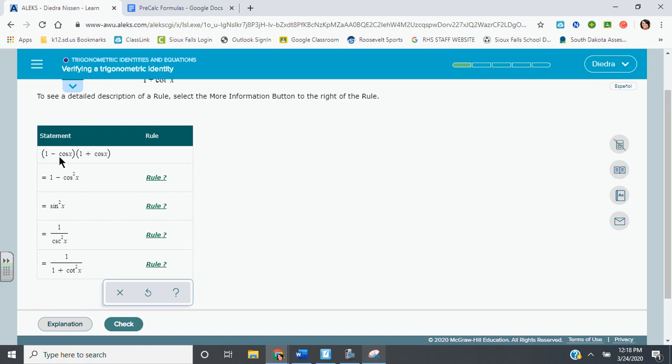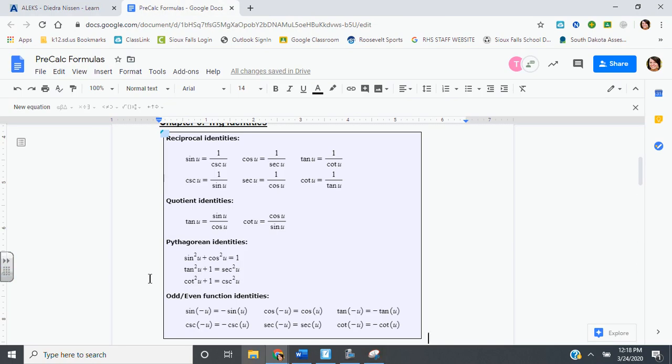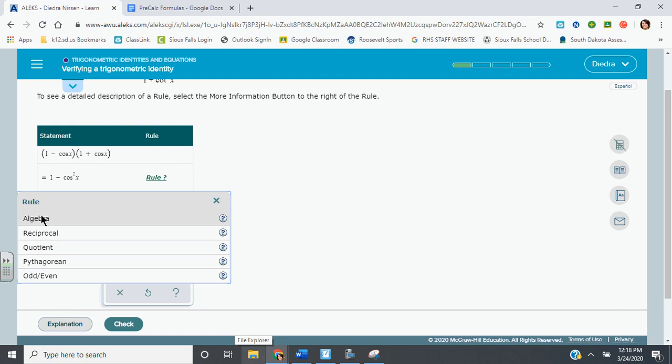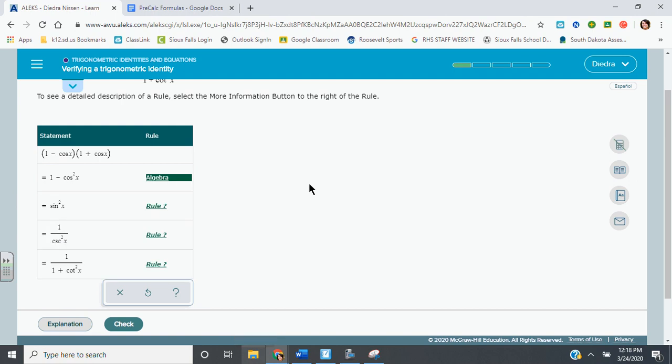Then they're going to multiply negative cosine of x times 1. So those values are going to reduce and go away because we've got our positive cosine of x and our negative cosine of x. So they're going to combine like terms, and that's why we don't see them there in the middle. Then we have to multiply our negative cosine of x times positive cosine of x, and that's where we're going to get negative cosine squared. So how are we getting that step? All we did there, we didn't use any of our trig identities from our sheet. We just did algebra to get to that first step. So we're going to hit algebra.